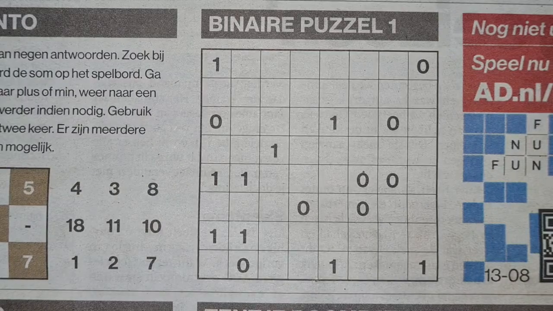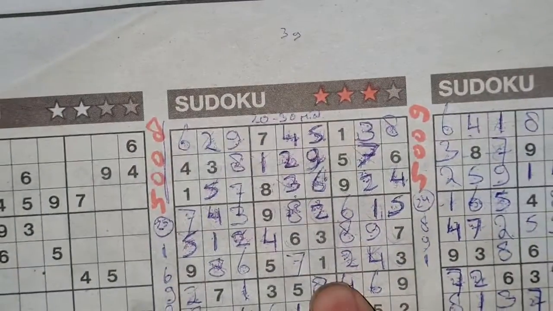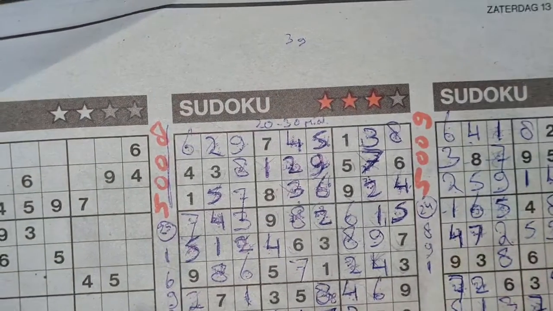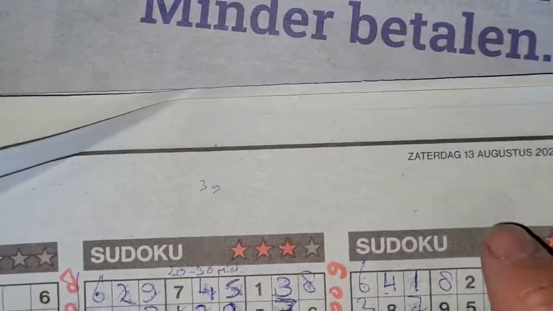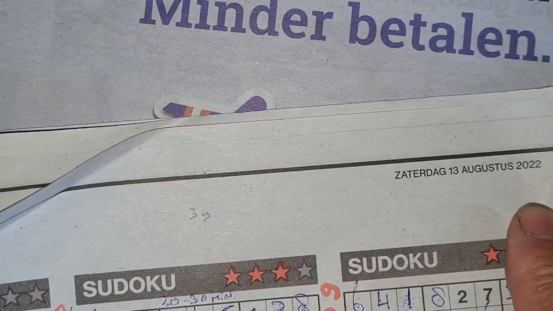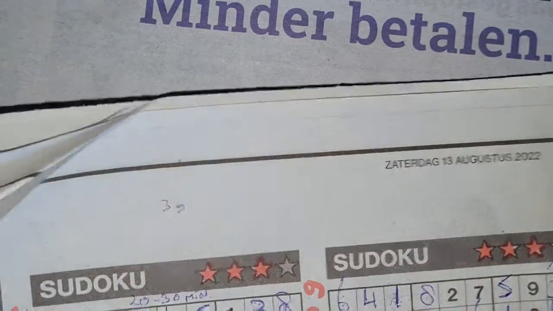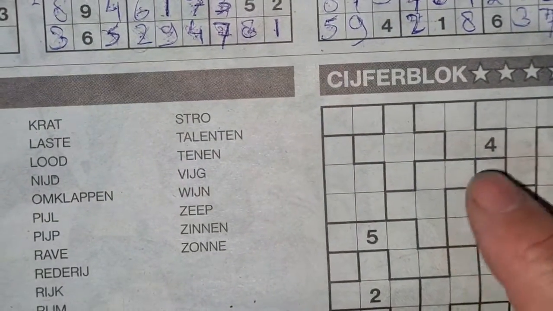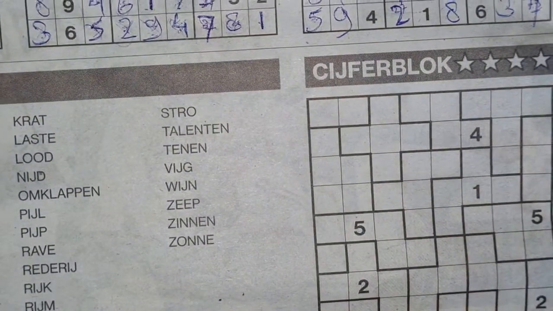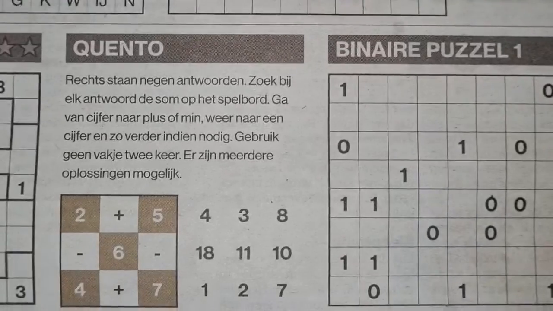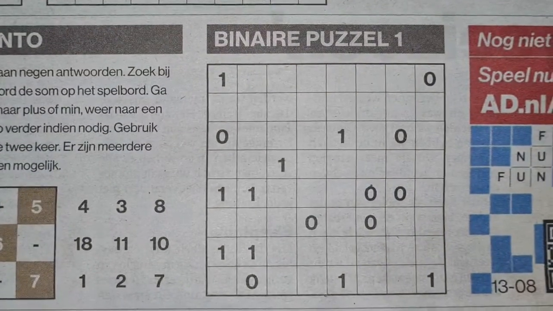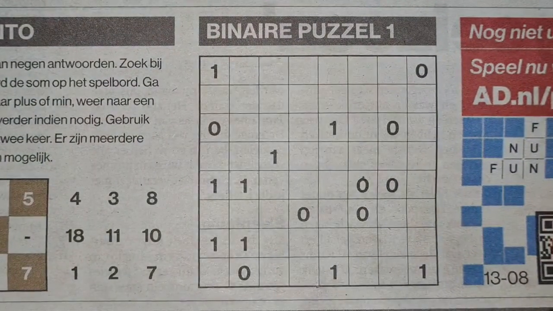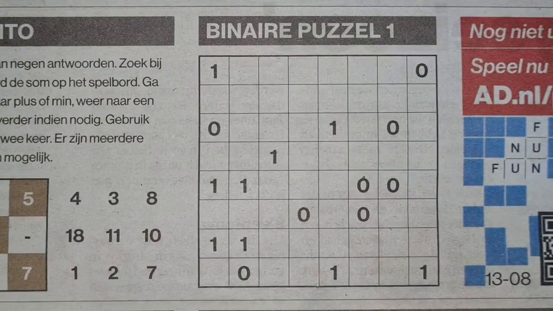Yes, the third puzzle. I've already solved two puzzles, Sudoku, with 3 stars and 4 stars, in addition of Saturday, August the 13th, 2022. 2 puzzles are left. This one is very interesting with 9 printed digits. Should be a hard one. But now it's time for the binary time. Yes, binary time. And this will be number 5010.